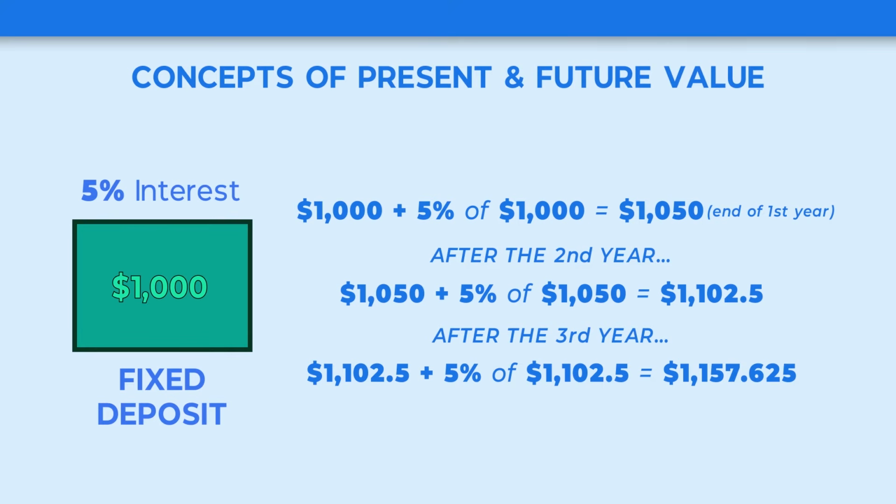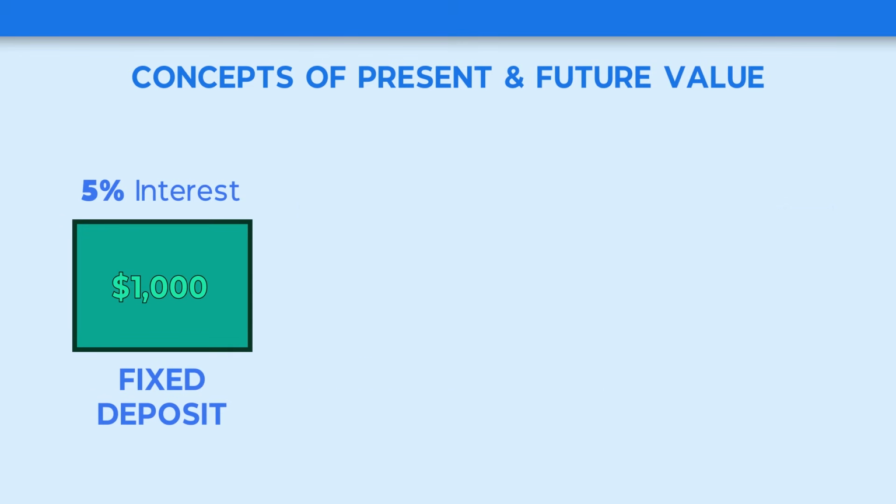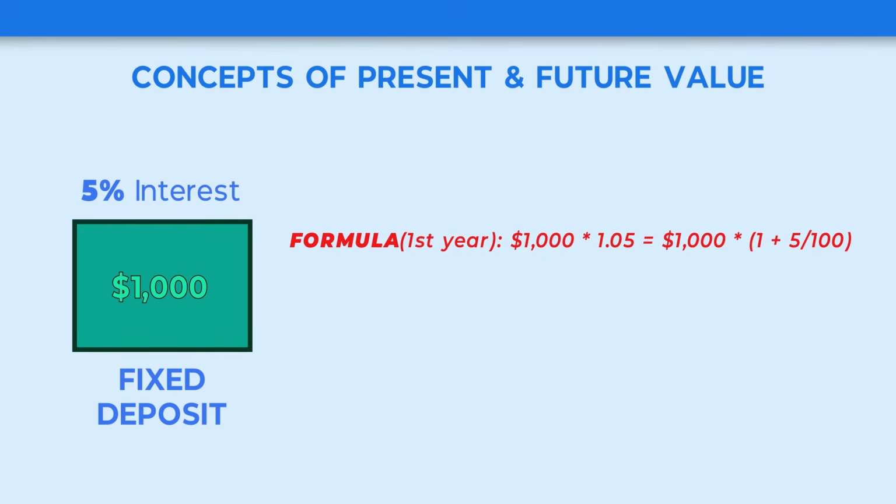So after 3 years, your $1,000 becomes 1,157.625. That's the future value of the present value, $1,000. And how has it grown? It has grown at a rate of 5%. Now, the formula for calculating this is pretty simple. For the first year, what we have done, we have used $1,000 and added 5% on top of $1,000. So, the formula is $1,000 multiplied by 1.05, which is 1 plus 5 by 100.